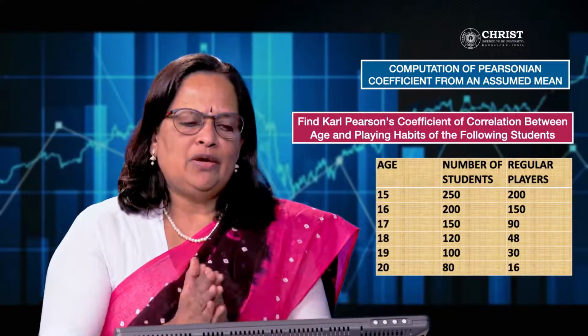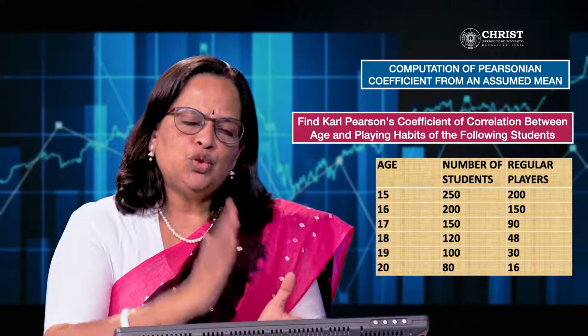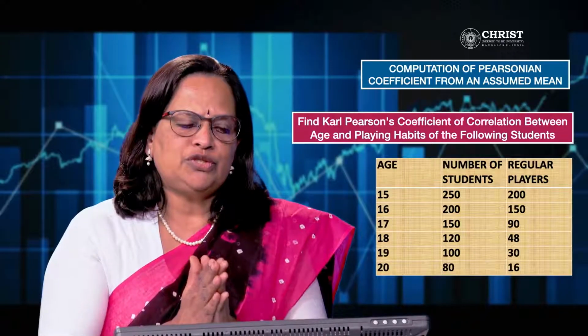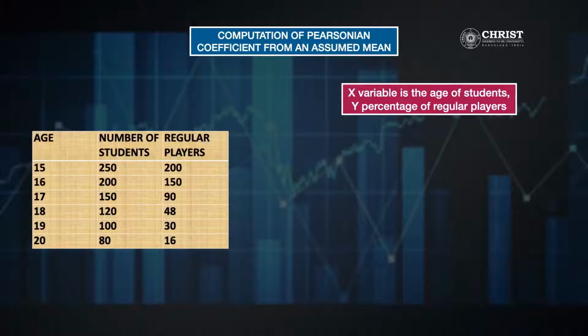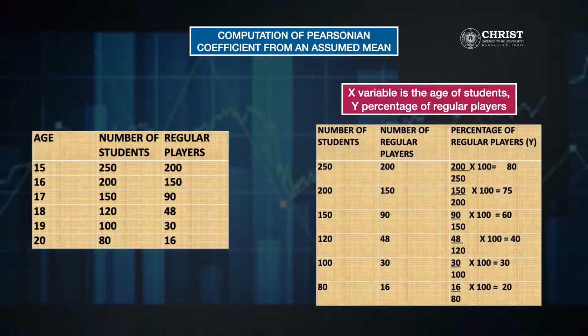So how do we have to calculate that? What you want to compute, the two variables are not directly defined in the question. You have to calculate that. The x variable is the age of students. It's there in the question, 15 to 20. Whereas number of students and number of regular players are given. The y series is the percentage of regular players. So you have to calculate the value for the y series. The first value, if you take 200 divided by 250 into 100, that is 80% regular players. Second value will be 75, then 60, 40, 30 and 20.